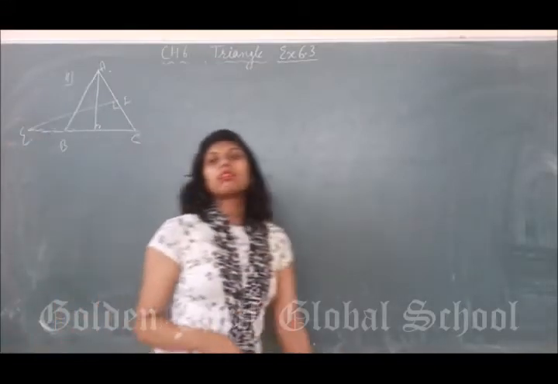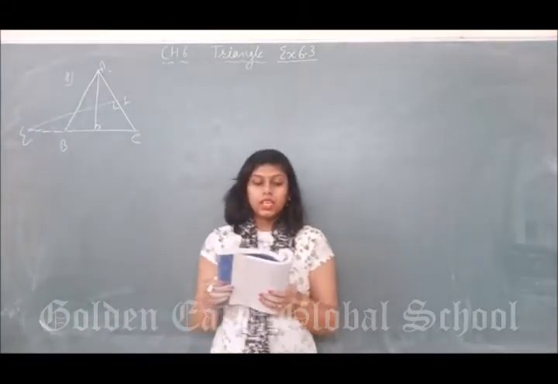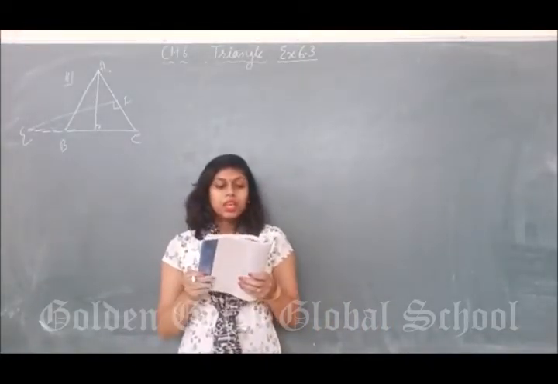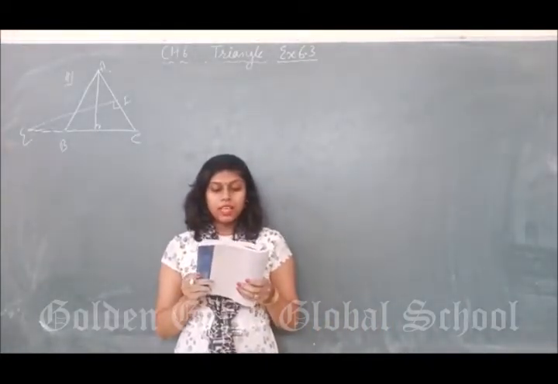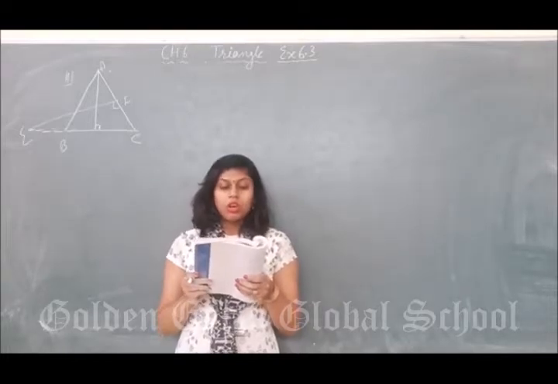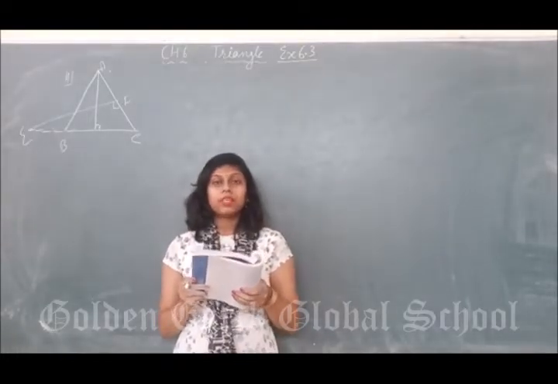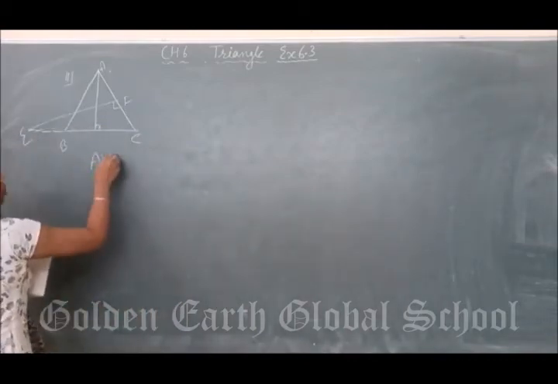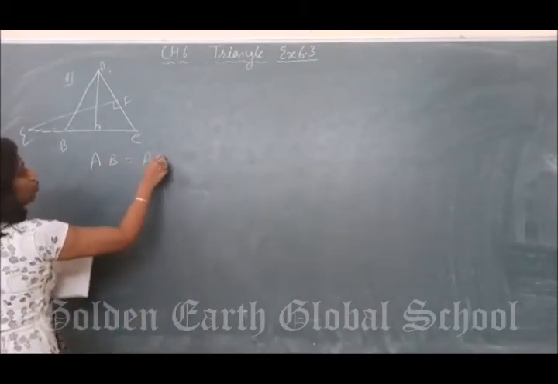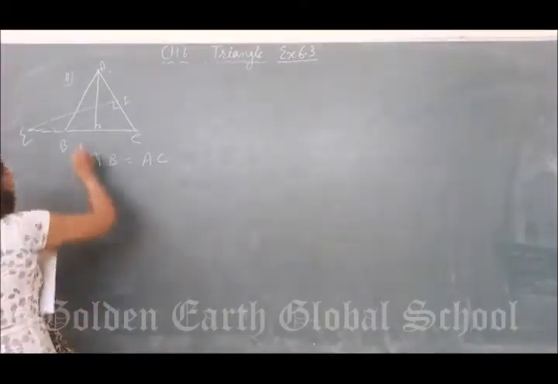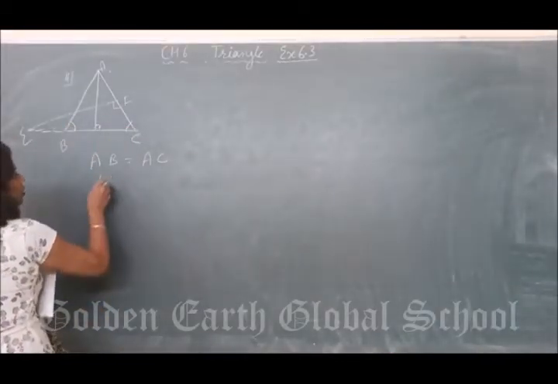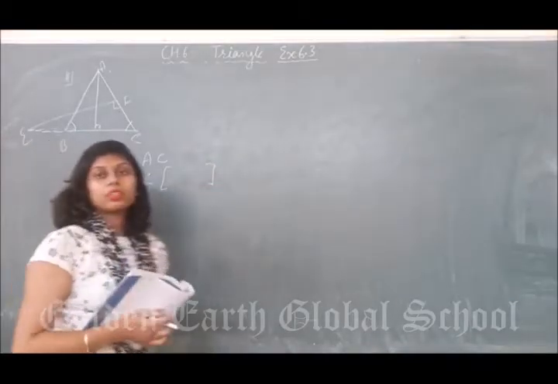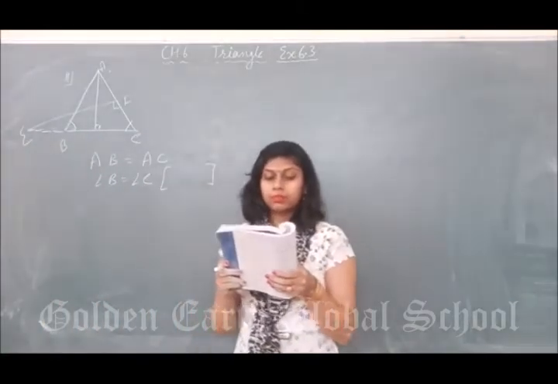Next we will start from 11th question. In 11th question, a figure is given. Draw the figure in your notebooks. D is a point on the side CB produced of an isosceles triangle ABC. What is the meaning of isosceles triangle? Opposite sides are equal. If opposite sides are equal, we can say angle B and C are also equal, the opposite angles of the equal sides.